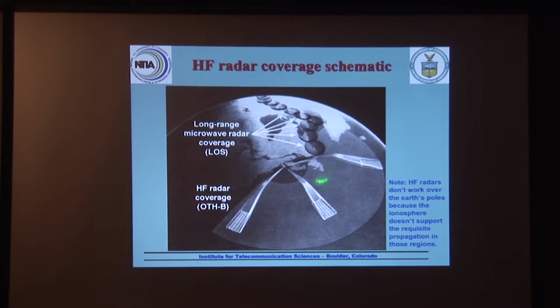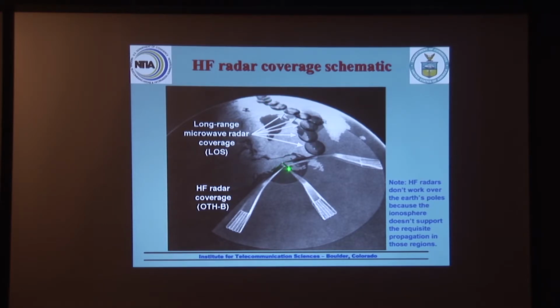Here's a diagram that shows basically how an HF radar would work. You have a transmitter location that's located on land, on shore, and actually the receiver is not co-located. The receiver is typically 100 or 200 miles away, but at this kind of scale, that's an insignificant distance. So technically they're bistatic, but they work almost like a monostatic radar. They don't work over the Earth's poles. The ionosphere does not support the propagation that they need over polar regions. So in polar regions, we still need the distant early warning line, which consists of long-range microwave-type radars along here.